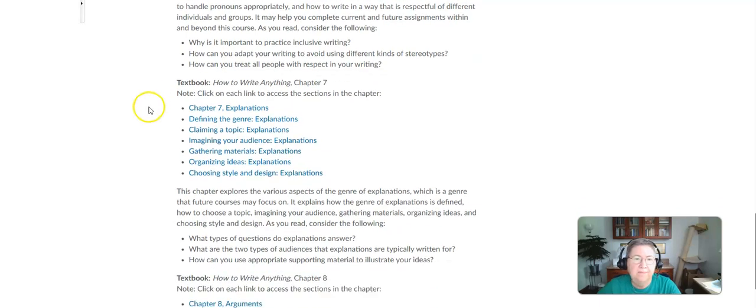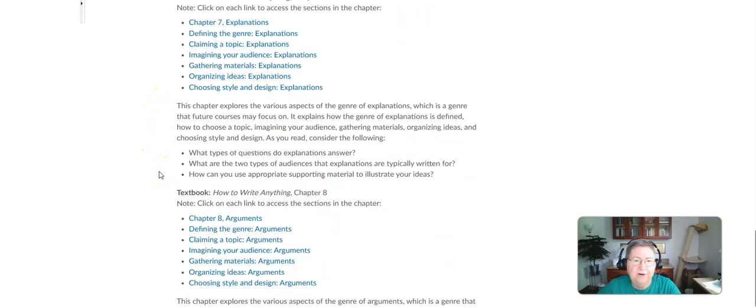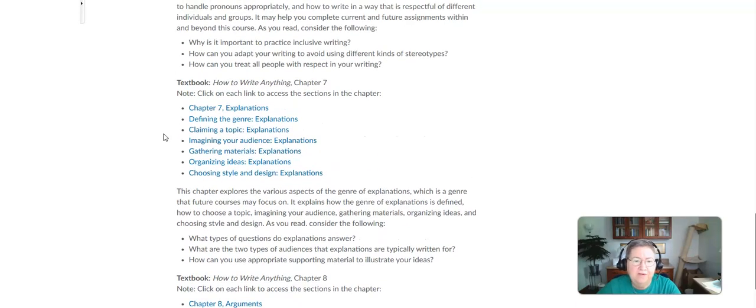And then chapter 7 in the textbook, personally, I don't think that we need to read either this one or the next one, chapter 8. They cover explanations and arguments. We're writing evaluation, and reading about explanations and arguments probably will just confuse you. So I'm suggesting that you do not read these.